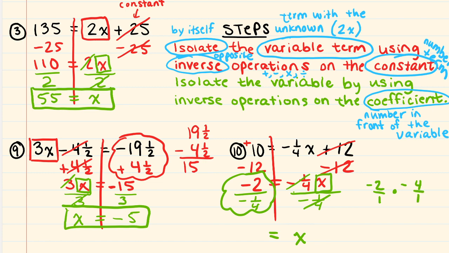Okay, a negative times a negative is a positive. So my answer is going to be positive. 2 times 4 is 8, and 1 times 1 is 1. 8/1 is just 8. Is that at the bottom of the page? Yes, second column, third entry.